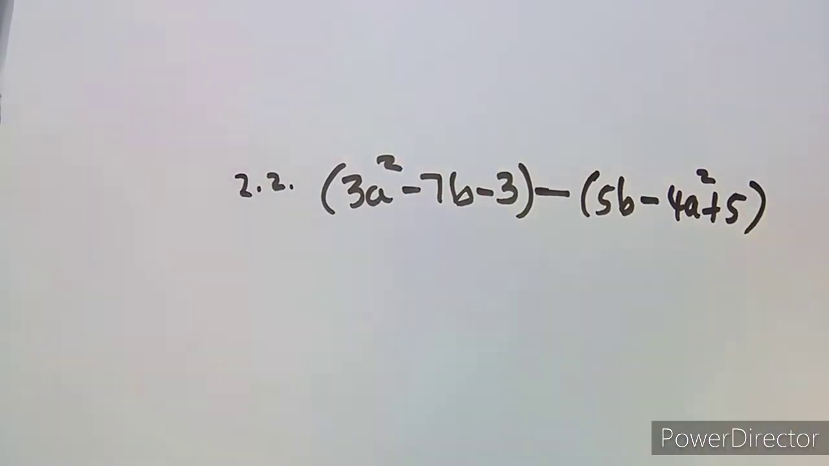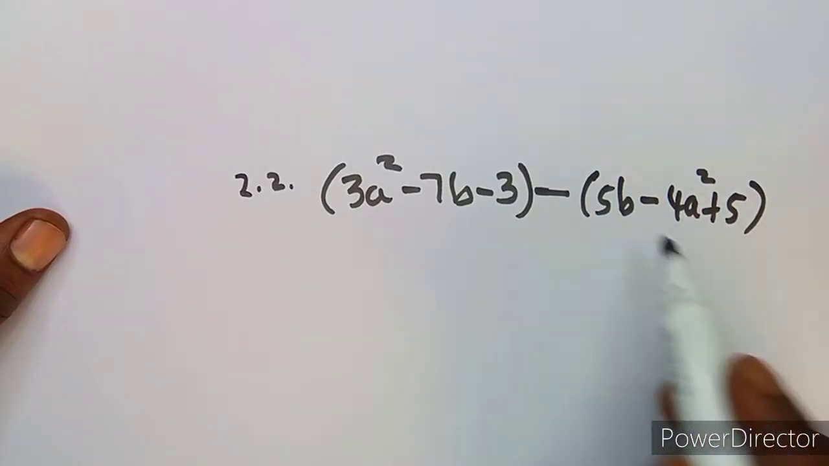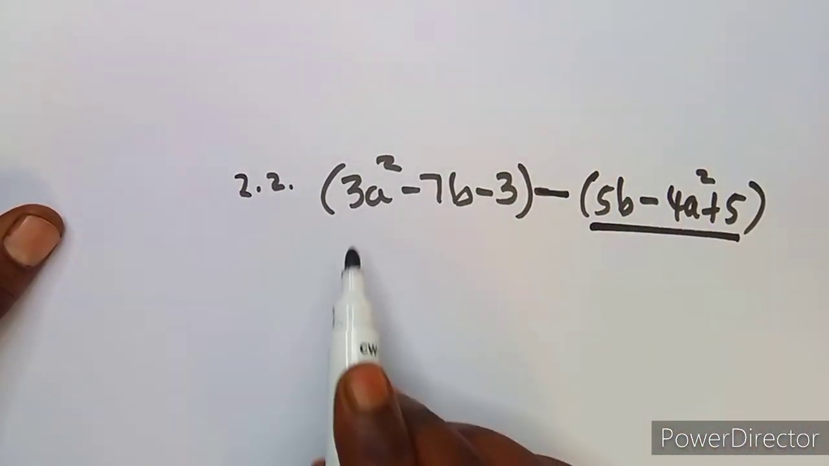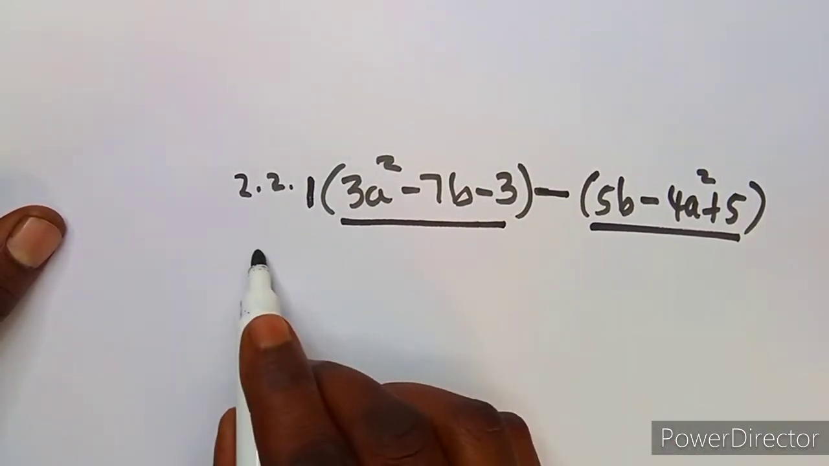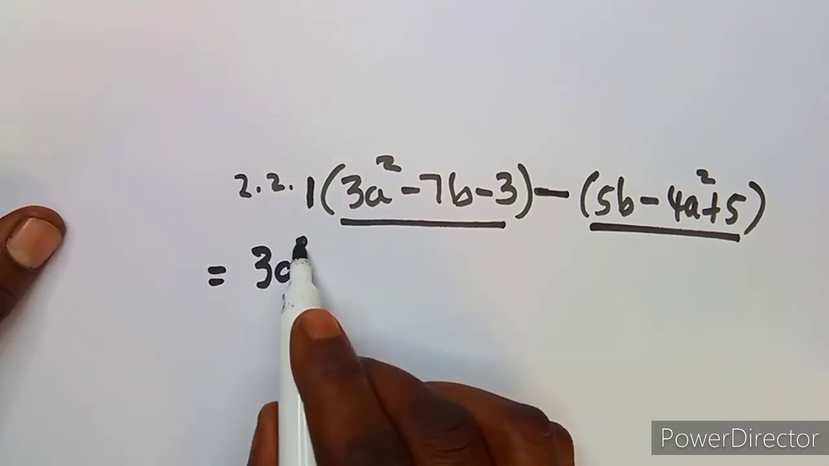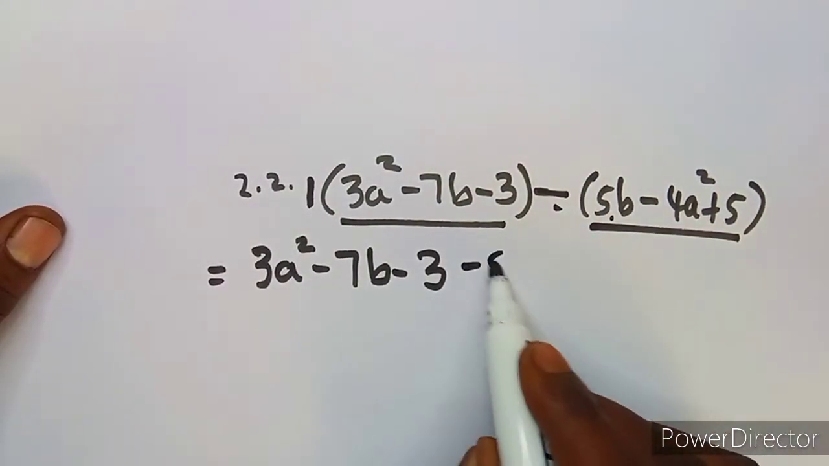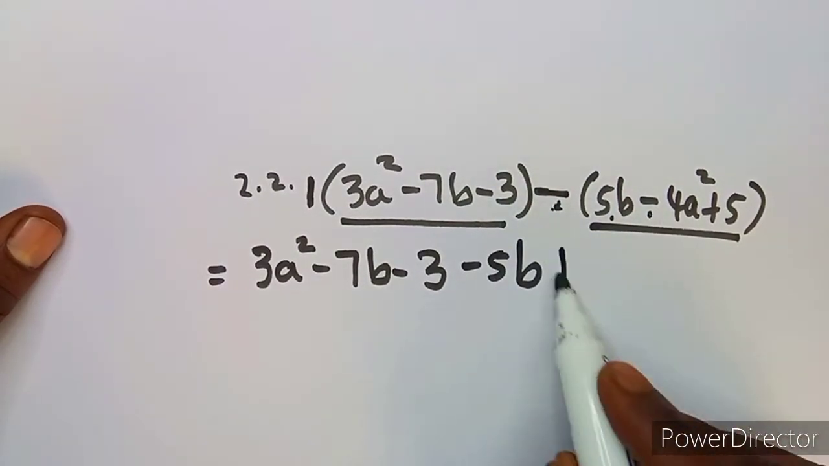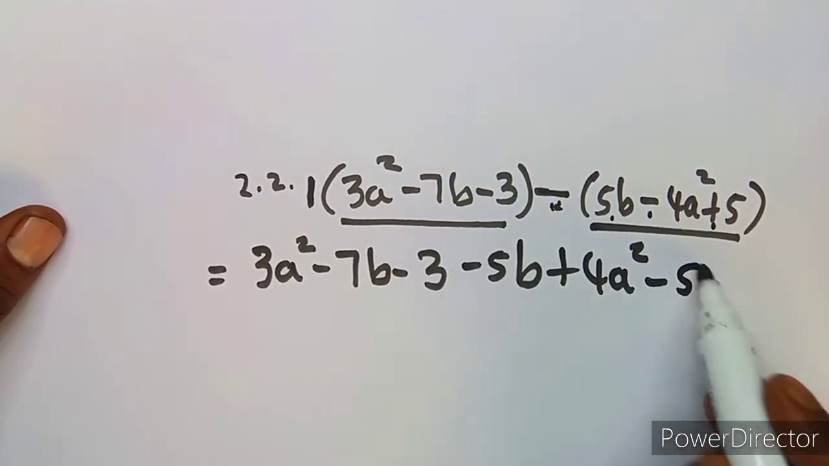So you open a bracket there so that you can affect everything, because you are subtracting everything. So that's why you open a bracket. The minus has to affect everything. Okay, so this first part is nothing because it's affected by 1, so it's going to remain as it is. 3a squared minus 7b minus 3 minus 5b, minus times minus 4a squared. So minus and minus, that's a plus 4a squared, minus and a plus, which is minus 5.